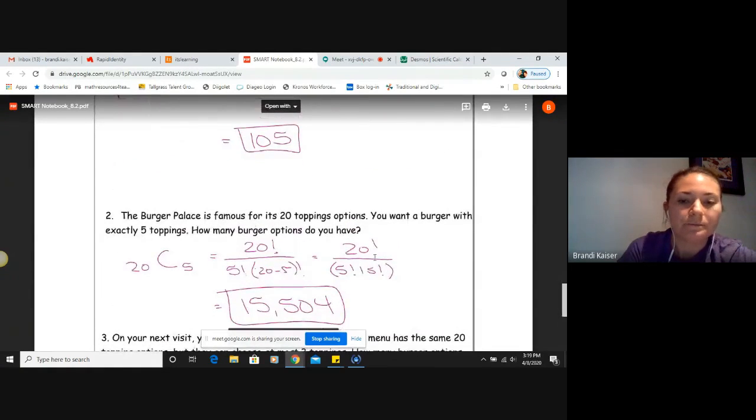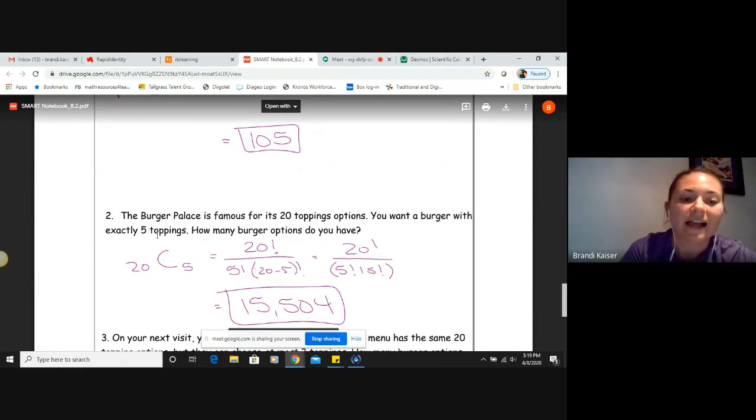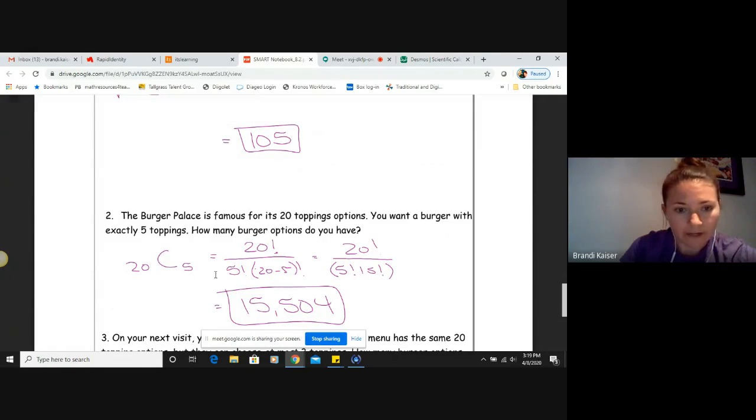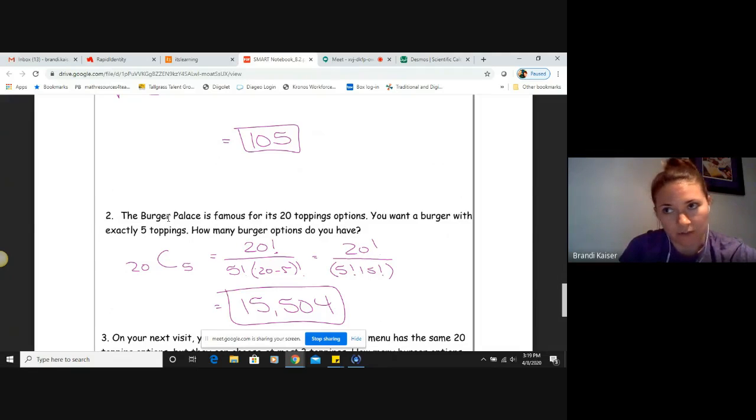Second example, okay, it says the Burger Palace is famous for its 20 topping options. You want a burger with exactly 5 toppings. How many burger options do you have? All right, well, I have 20 toppings to choose from, and I'm going to pick 5 of them. Okay, and you ask yourself, does it really matter that they go on your burger? Not really. You're going to eat it, and it's all going to go to the same place. So order doesn't matter. We're going to make sure this is a combination.